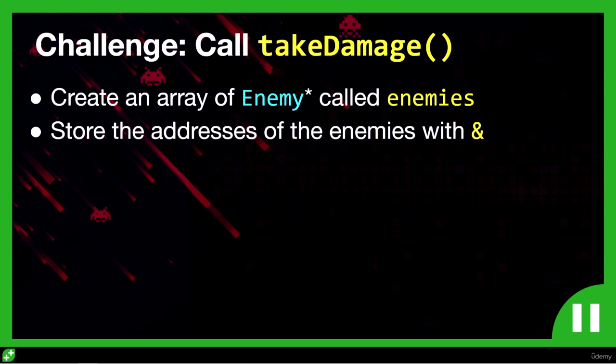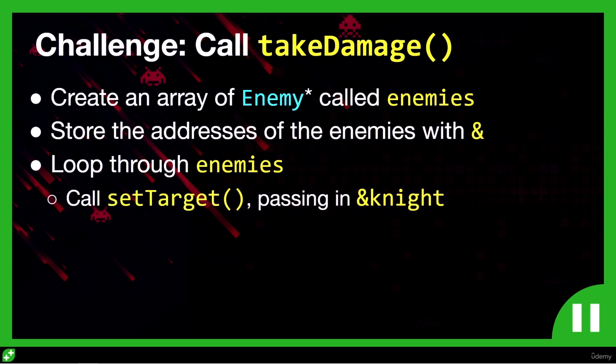Now for all the actions we perform on the Goblin, instead we're going to loop through the enemies array and perform that action on each enemy. Make it easy on yourself by using a range-based for loop. This involves calling setTarget, passing in the address of the knight. It also involves calling the tick function.